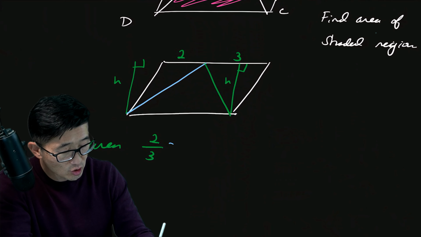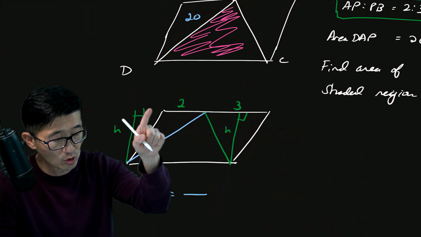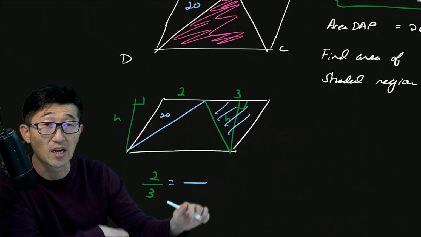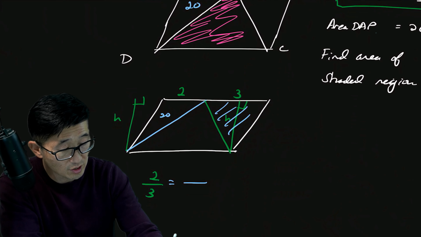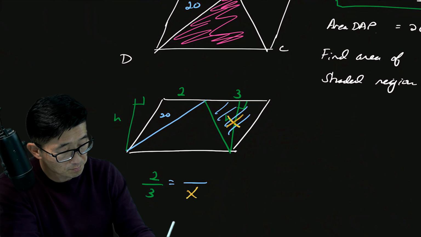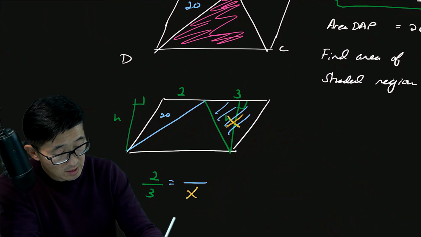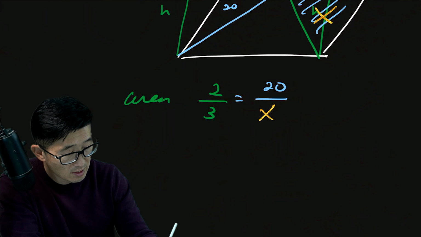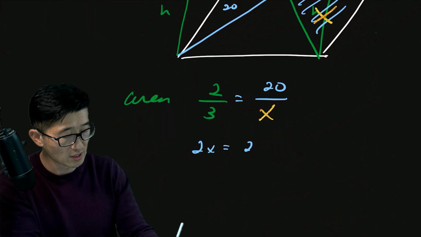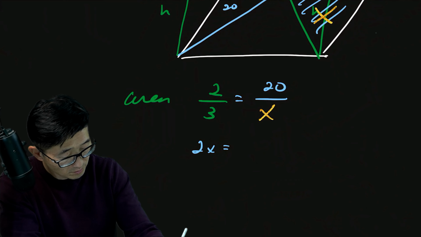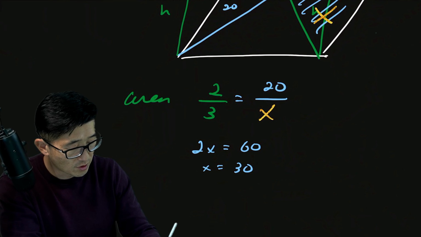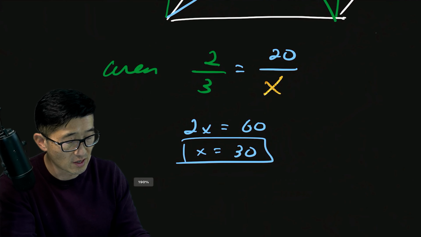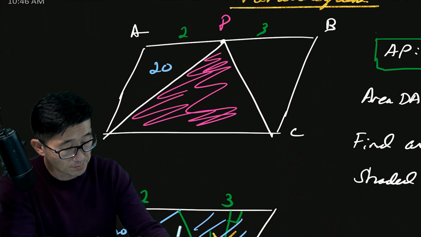We're given the area of this triangle right over here, which happens to be 20. So now you can actually find the area of this triangle right over there. Just call that X. So 2 to 3 equals 20 over X. And just do your math. 2X is equal to 60, and X is equal to 30. So what did we just do? We found the area of the other triangle right here.